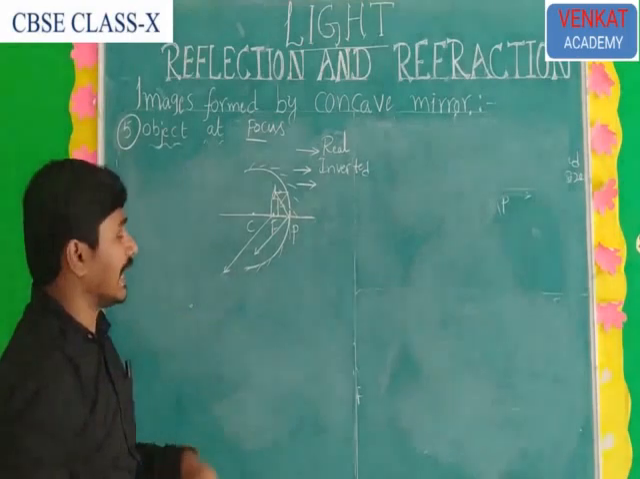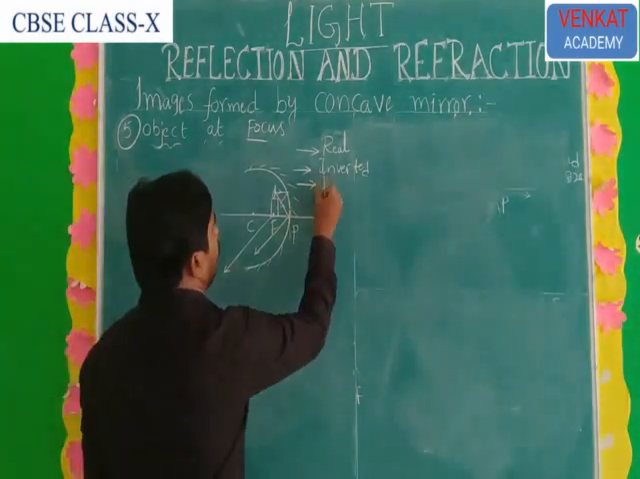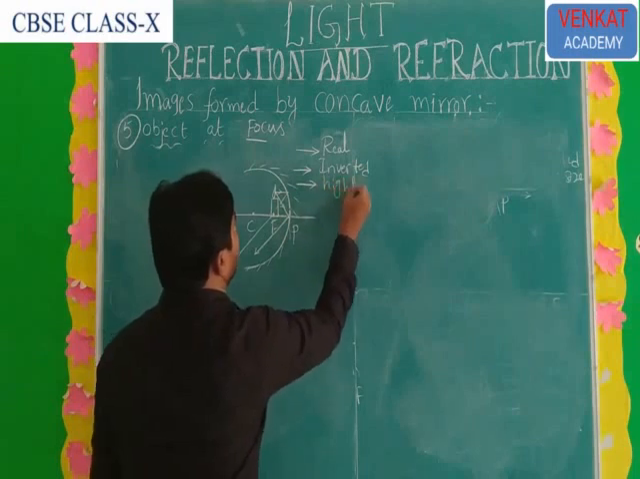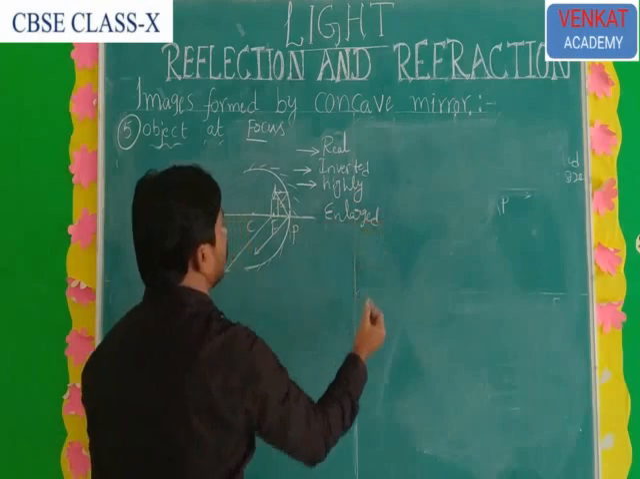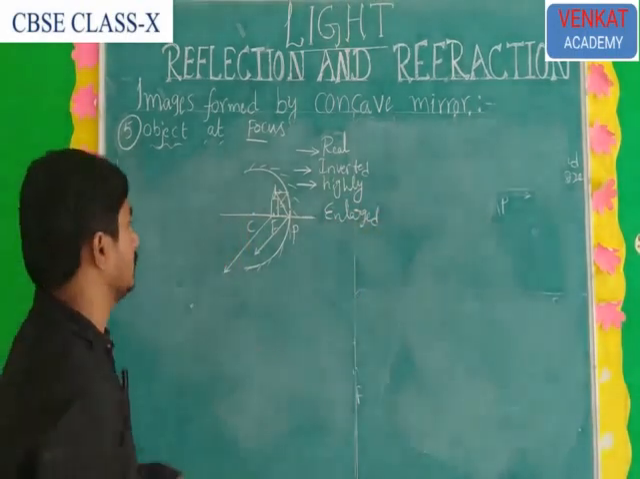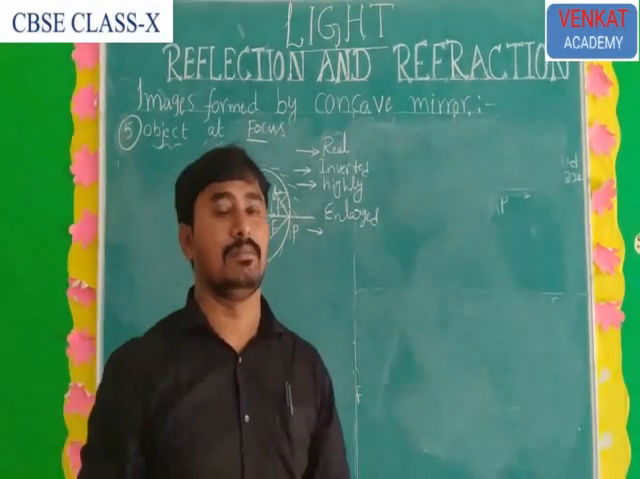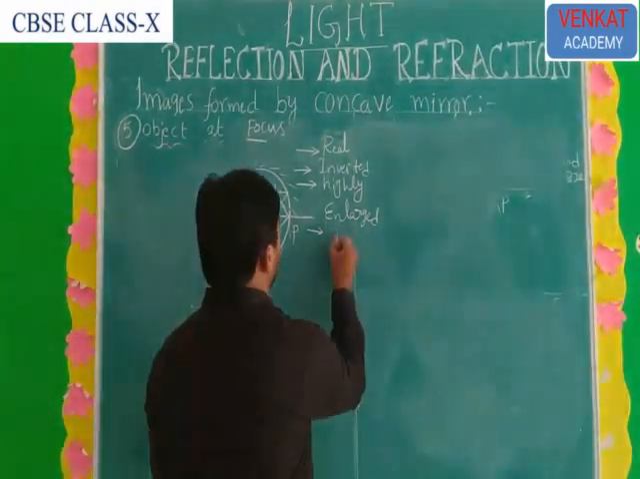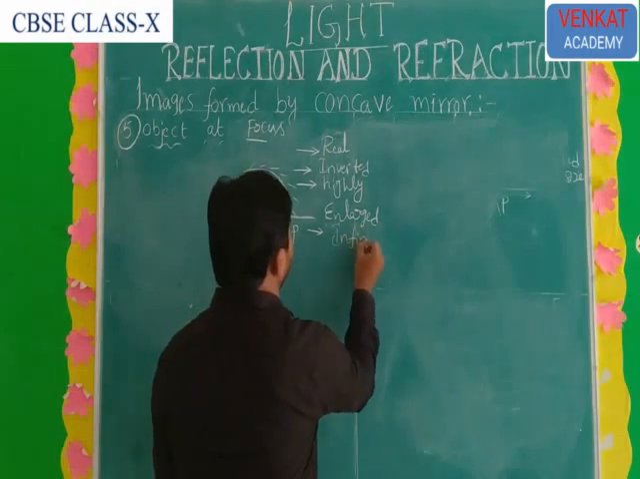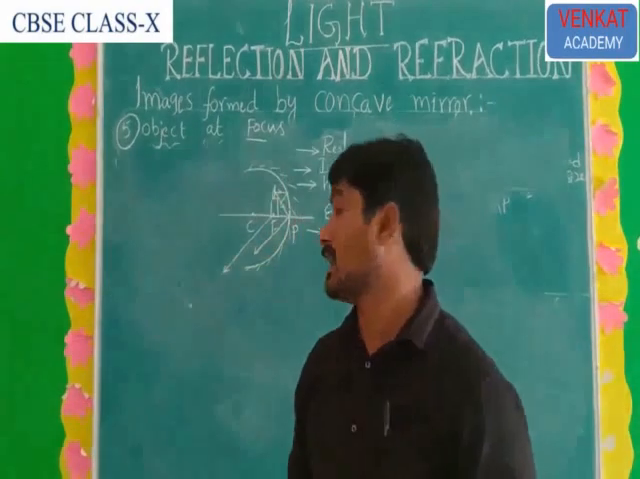Okay, what about size? The image is very large, highly enlarged, which means a very big size compared to the object. And then what about position? The image position must be assured at infinity. Image formed at infinity. Understand what I explained?